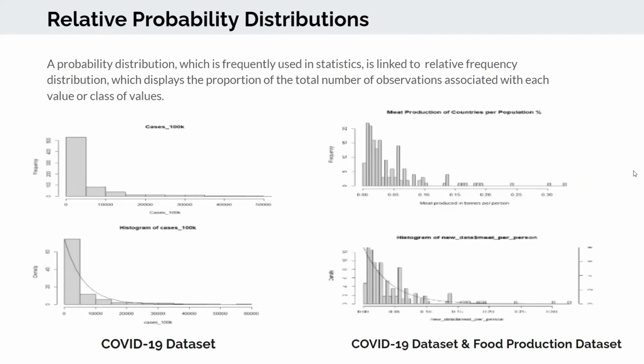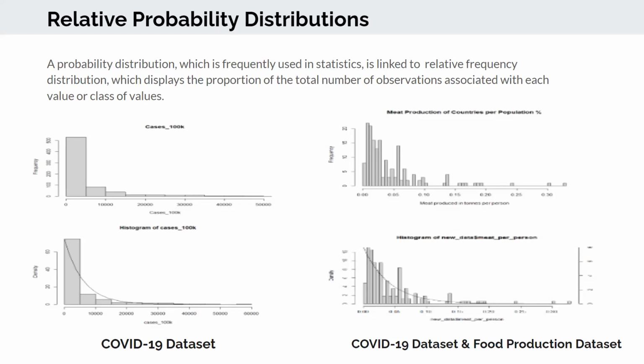Coming to relative probability distribution, as a probability distribution is linked to relative frequency distribution, let's talk a bit about relative frequency. Relative frequency indicates how often a specific kind of event occurs within the total number of observations. Coming to relative frequency distribution, it shows the proportion of the total number of observations associated with each value or class of values. As we can see in the slide, we have applied relative probability distribution for our data set.